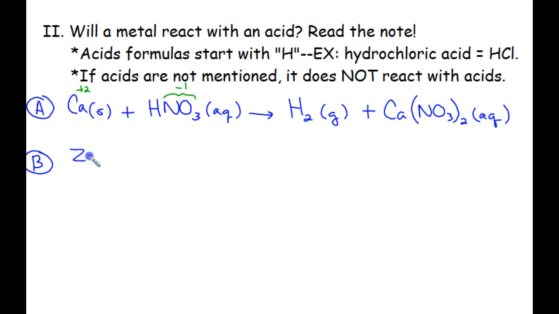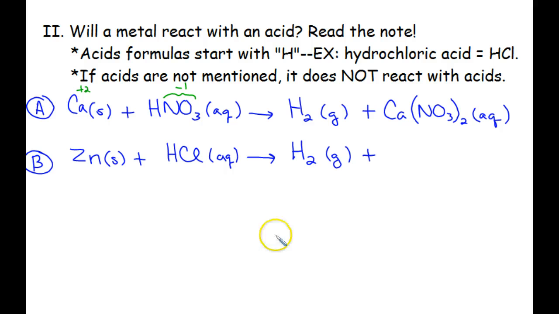Another example, what if we were to drop solid zinc metal into hydrochloric acid? All right, if you check your activity series, zinc does react with acids, replacing hydrogen, so your products would be hydrogen gas. And then something made from zinc and chlorine. Zinc is a +2 and chlorine's a -1. So the formula for your compound would be ZnCl2.